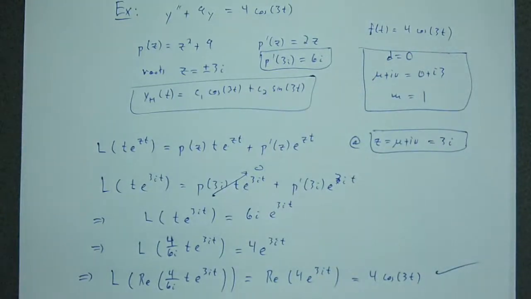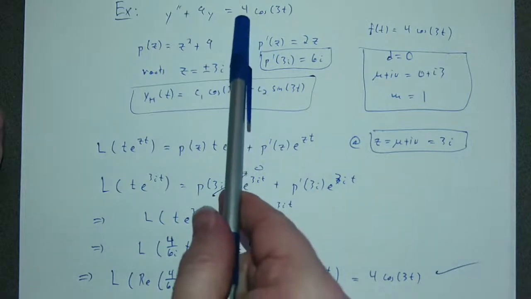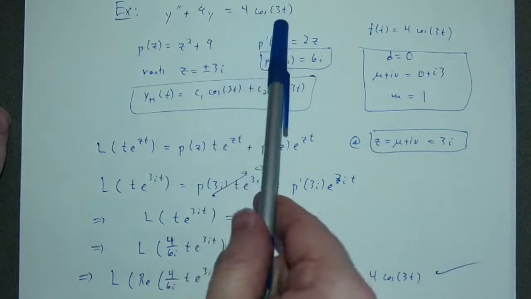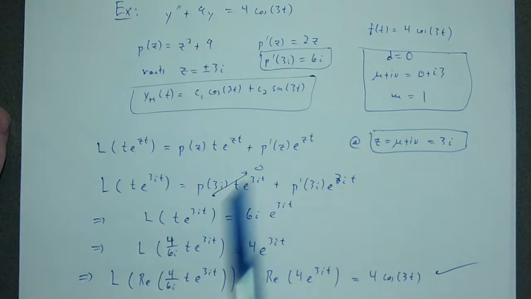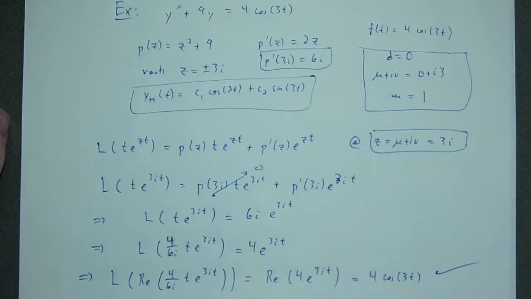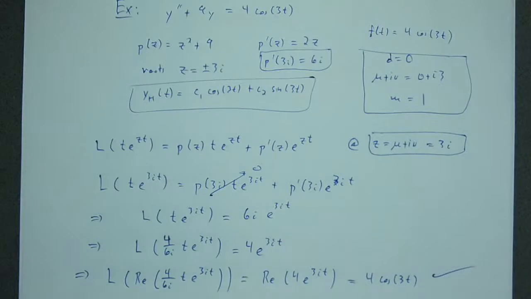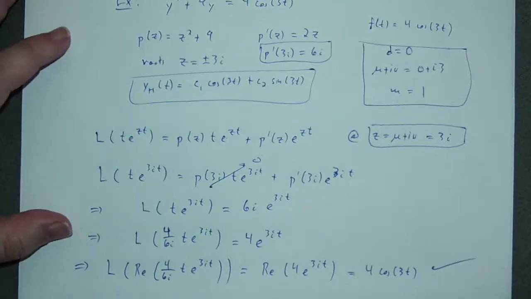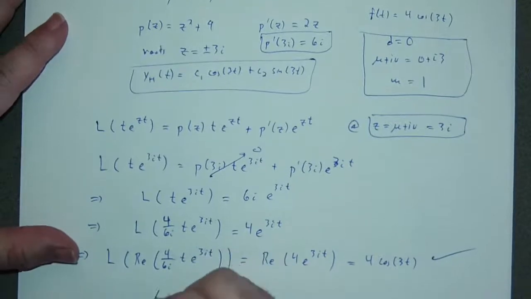Now a couple things here. One, if the right-hand side had been 4 sine of 3t, then at this step, what would I have done? I would have done everything exactly the same up through here. The only thing is that at this step, instead of taking the real part, I would have taken the imaginary part. That's it. Otherwise it would have worked out the same way. And so, this is going to be my particular solution.